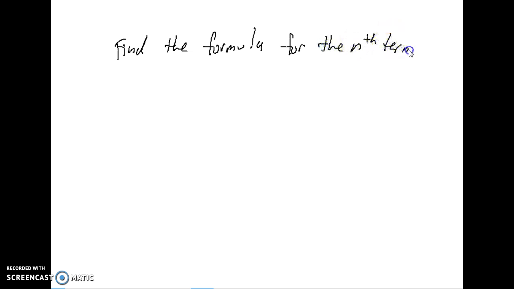So find the formula for the nth term of this sequence. So let's say 6, negative 2, 2/3, dot, dot, dot. So take a moment, pause the video, see if you get the right value.